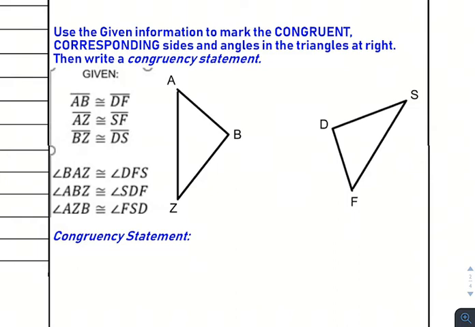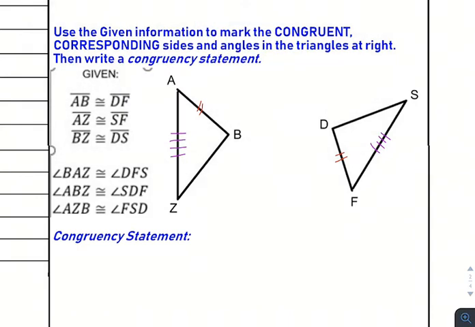Okay. We have AZ matching with SF. If you're wondering why I'm going with 2 marks and 4 marks, I'm going to repeat what I said before. It doesn't matter how many marks you make, it just matters that you're matching. And so BZ is going to match with DS. Let's go to the angles.